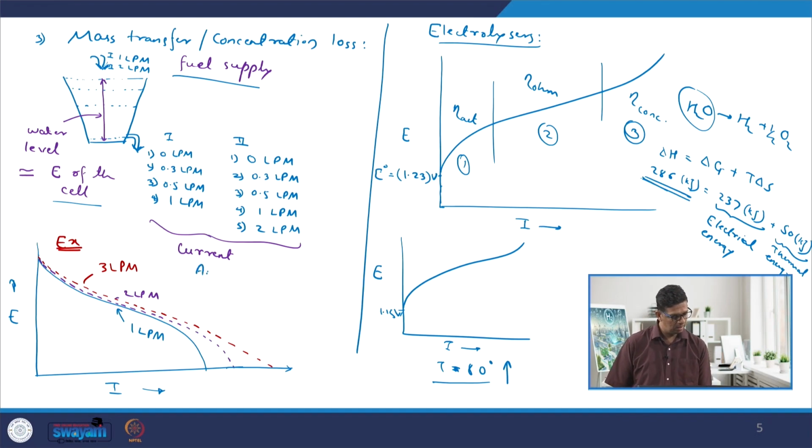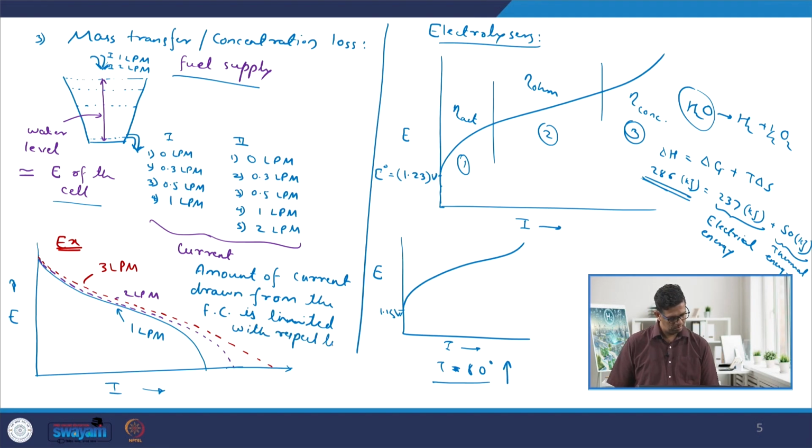So, the amount of current drawn from the fuel cell is limited with respect to fuel flow rate.